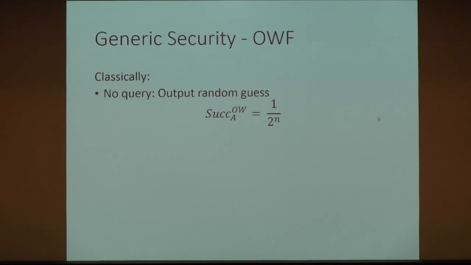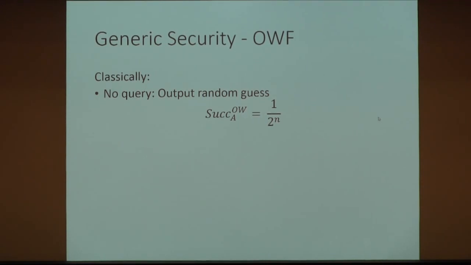Okay, so just as an example, let's go through the generic security for one-way functions. So in the classical case, if an attacker does not make any query, then the best he can do is simply guess an input. So he makes a random guess, outputs this guess, and he will succeed with probability 1 over 2 to the n of hitting actually this target y.